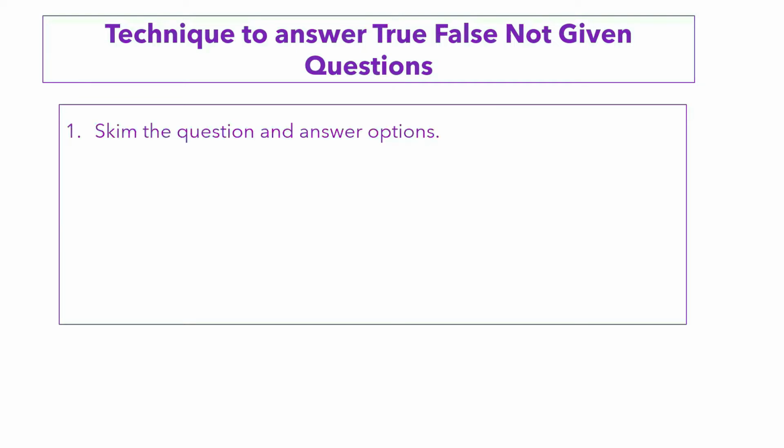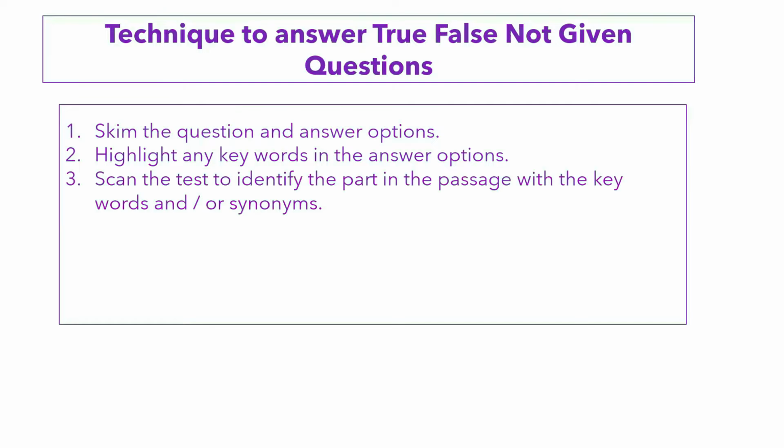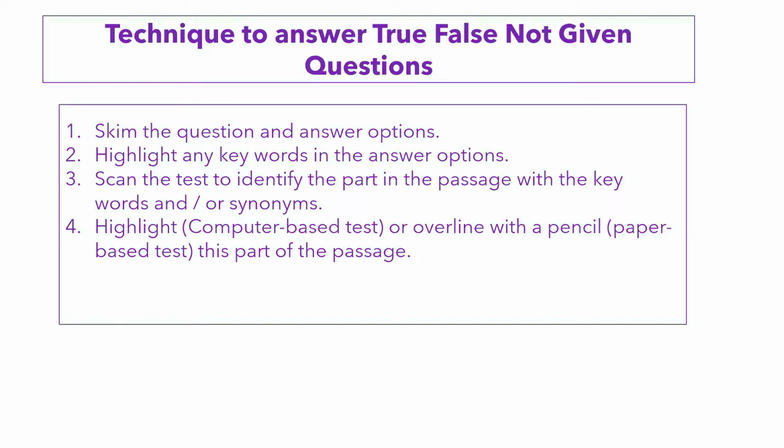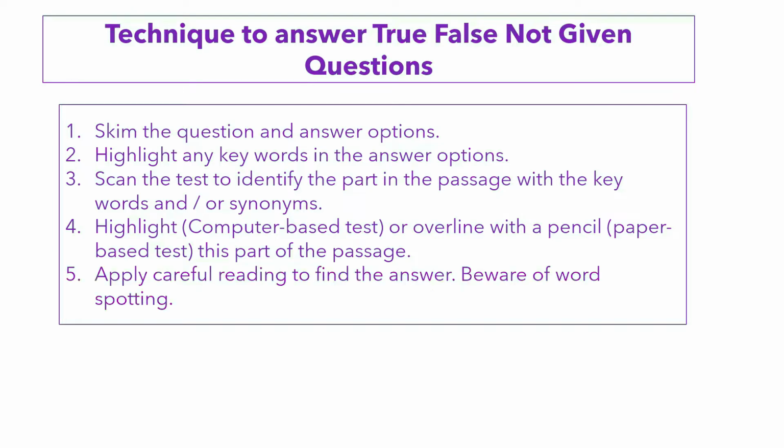Number 1, skim the question and answer options. Then highlight any key words in the answer options. Go back, scan the passage to identify the part in the text with the key words or their synonyms. If it's a computer-based test, highlight that particular extract where you see all those key words, or overline it with a pencil if you're doing the paper-based test. Then apply careful reading to find the answer.